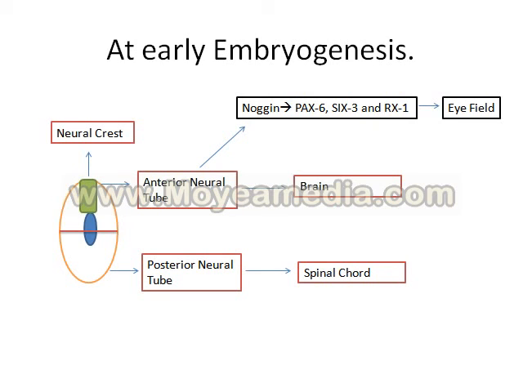So during initial neurogenesis, certain anterior neural tube region cells start expressing noggin. Noggin is again a transcription factor, which initiates a cascading effect, therefore the formation of certain other transcription factors that are PAX6, SIX3, and RX1. Now, the expression of these transcription factors, that is PAX6, SIX3, and RX1, will lead to the development of the eye field. Eye field, what is eye field? We will just discuss in the upcoming slides.